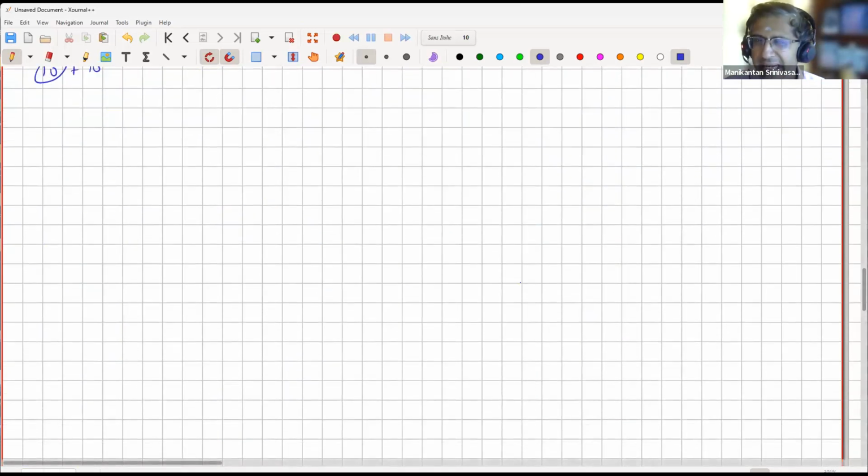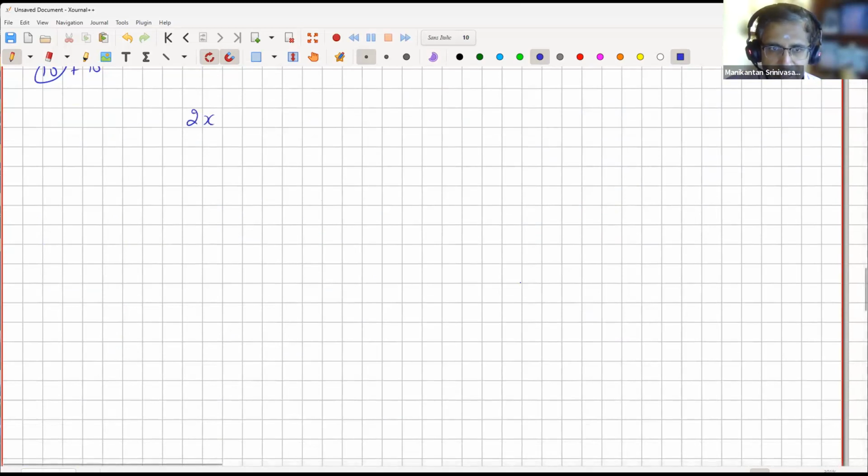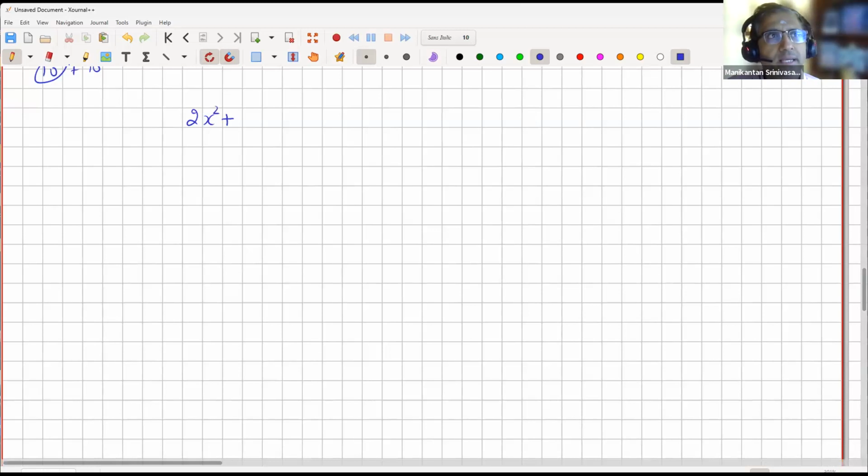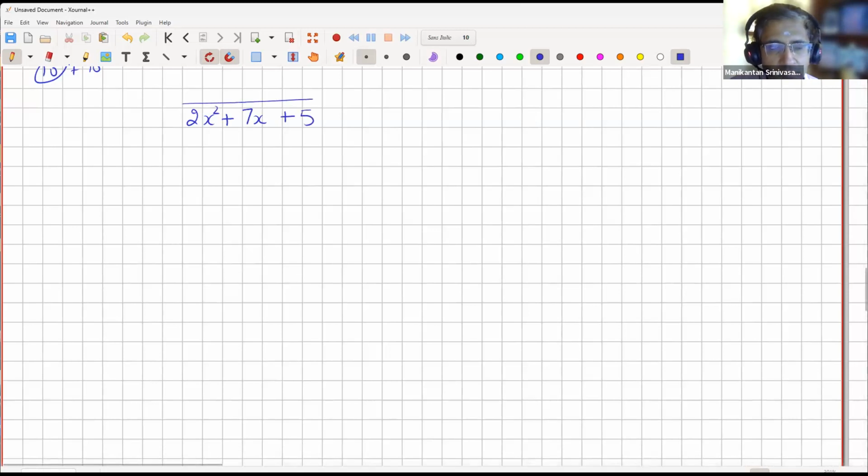Partial fractions will come in handy later when we do integration. It'll come in handy, but the concept is very easy. So let's say I have 2x square plus 7x plus 5 in the denominator, and in the numerator we have minus 3x plus 2.